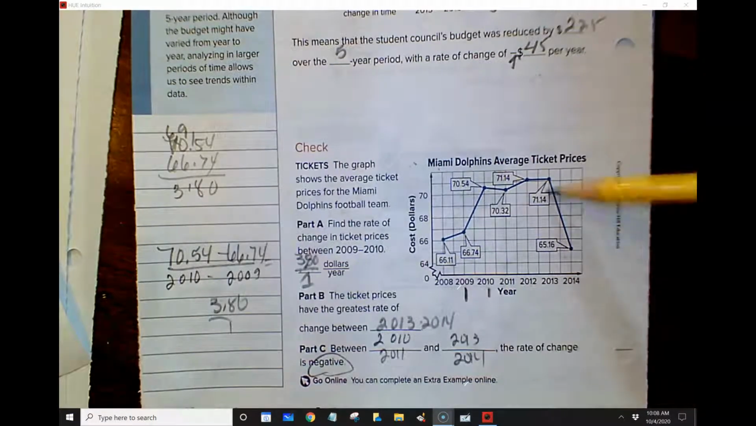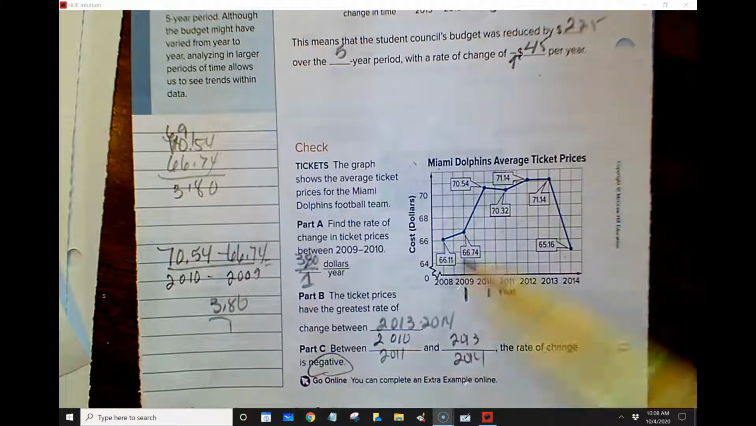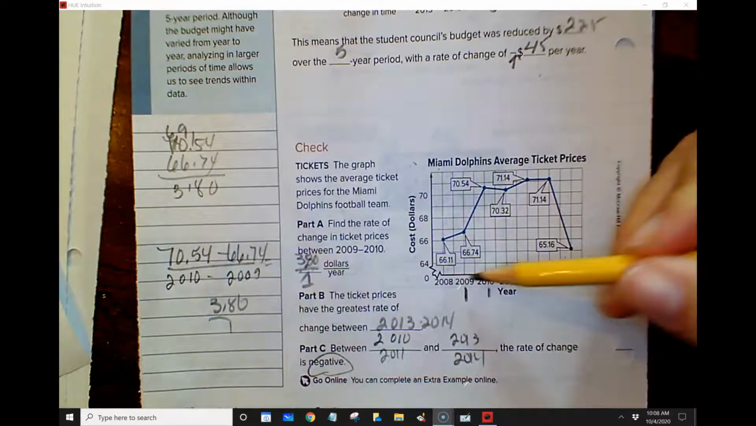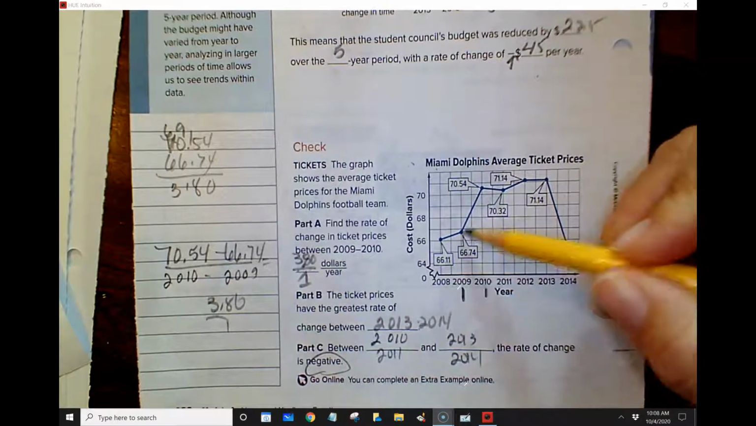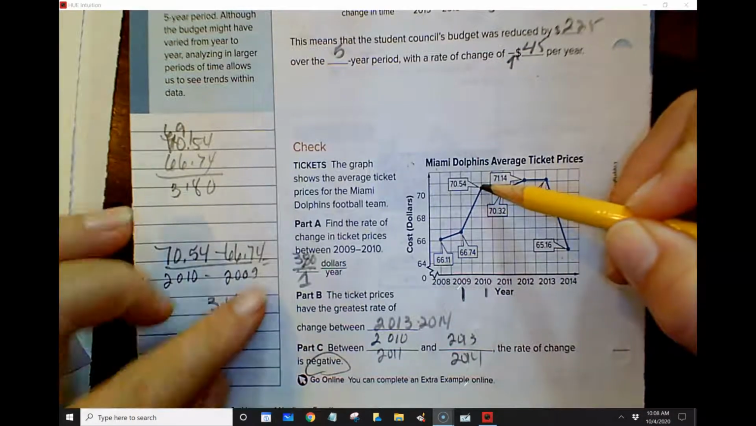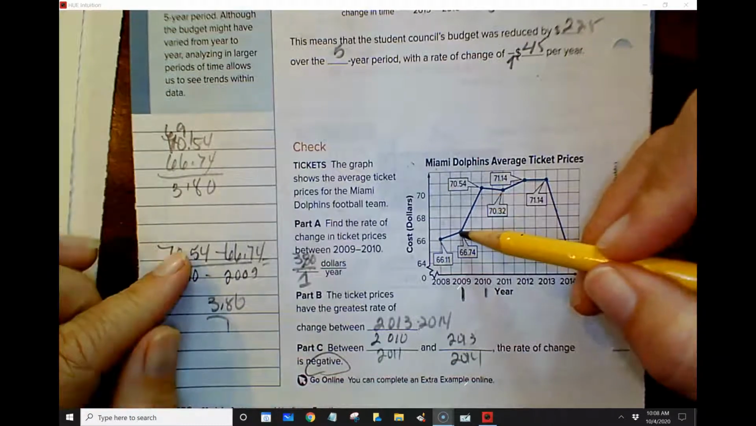I can't believe how cheap these tickets are for NFL tickets, but it's the Miami Dolphins, and well, enough said. But essentially here, define the rate of change of ticket prices between 2009 and 2010. The value is going up, so I know I have to have a positive value, and it went up about $3.80. So you subtract the two differences in the 1 year.